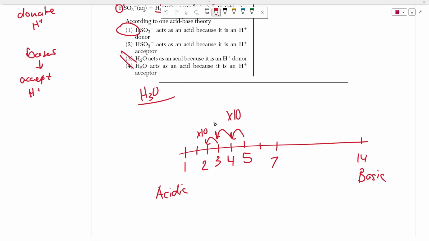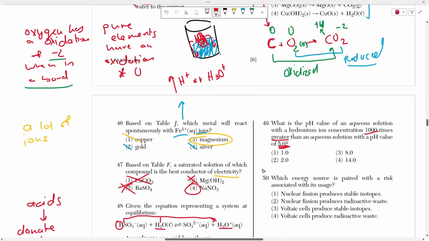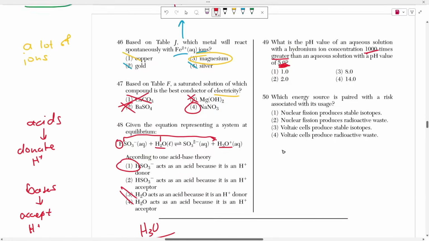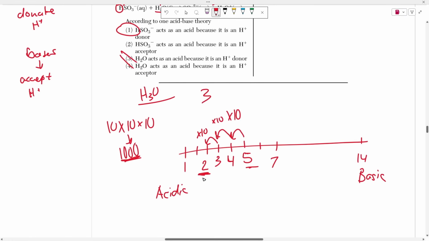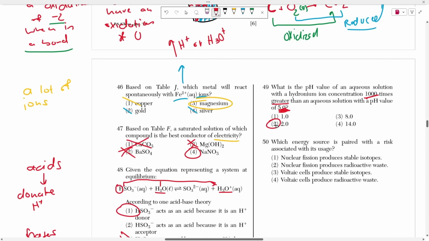And look what I just did here. What's 10 times 10 times 10? Well, that's 1,000. So technically, the pH level of 2 has 1,000 times more hydronium than a pH level of 5. Isn't that what we're talking about here? Yeah, it is, right? A hydronium ion concentration that is 1,000 times greater than something with a pH of 5 is just 3 pH units down, which is choice 2.